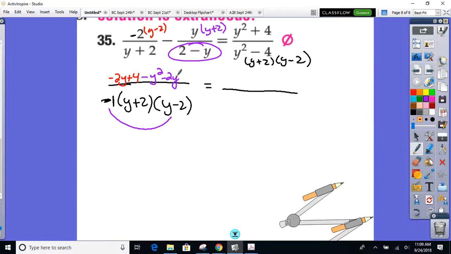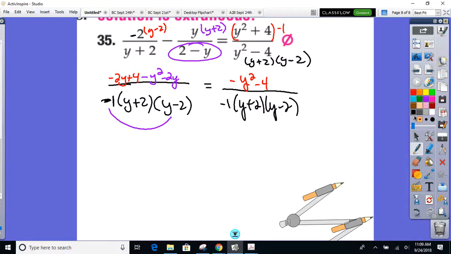What's the denominator on the right side missing? Yep, negative 1 minus 2. Okay, so I got to multiply this by a negative 1. So that'll be minus y squared and minus 4. All good? Ready to drop the denominators?